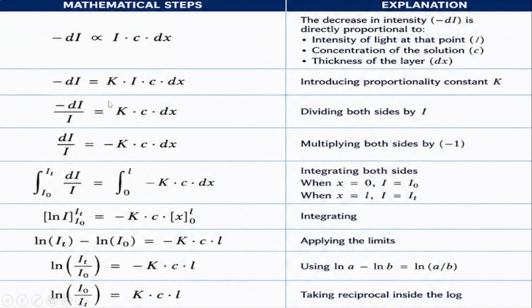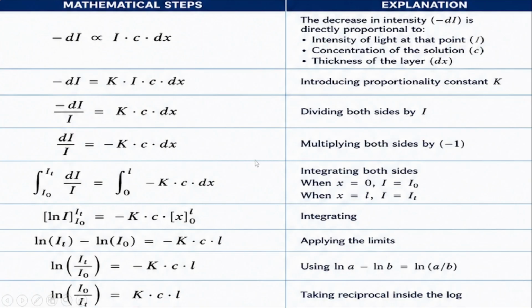In the next step, when we take this I to the left hand side, it will go to the denominator, and we get minus dI divided by I equals k times c times dx. In the next step, we just have to shift this negative sign to the right hand side. So we get dI divided by I equals minus k times c times dx.